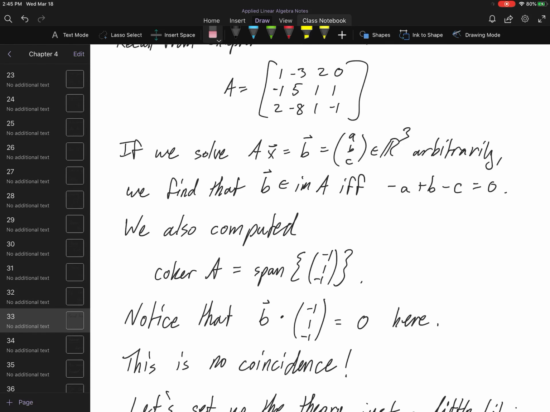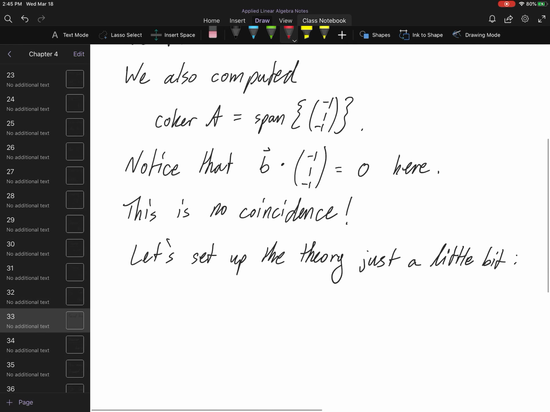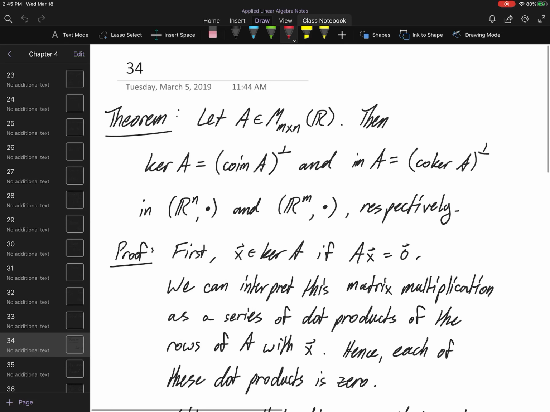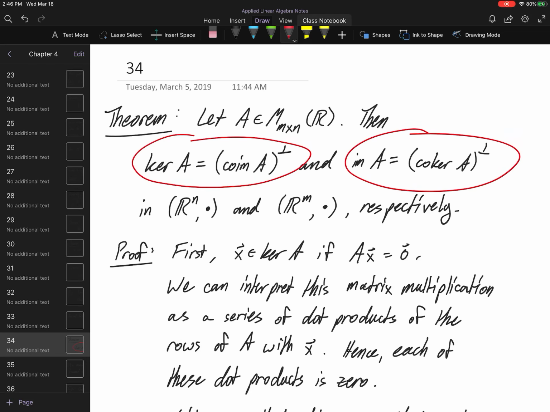All right, so let's see where we can go from here. If there's some generality that I can make, some formal statement that I can propose to make this rigorous, we're going to do that here. Now the theorem is that the kernel of a matrix is actually the orthogonal complement of the co-image of that matrix, and more importantly to us, that the image of the matrix is exactly equal to the orthogonal complement of the co-kernel.